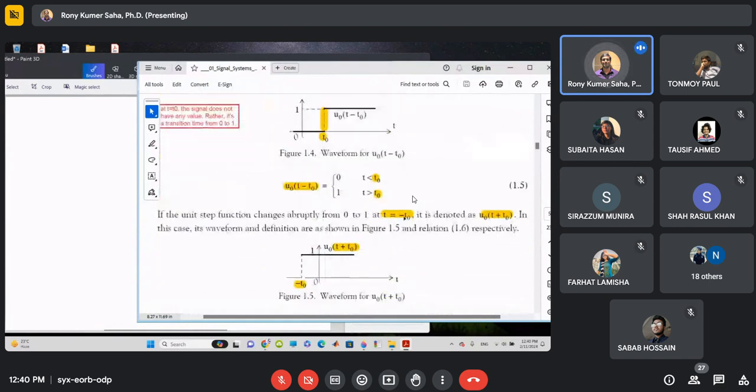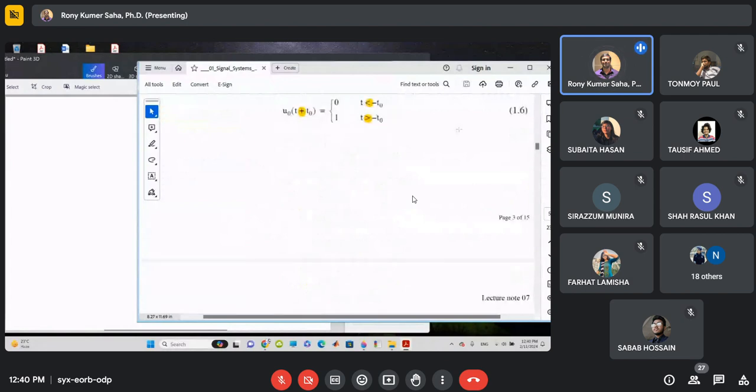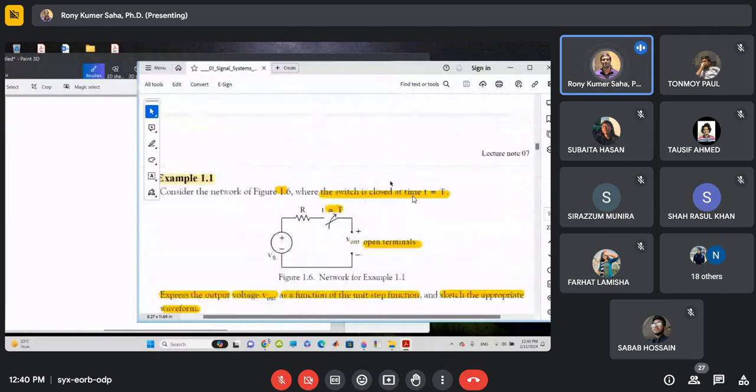And if it is for t plus t naught, it means you start earlier, so it's a little bit advanced. Minus becomes plus, because it started before its normal value at time t equal to 0. So yeah, that's the next expression.